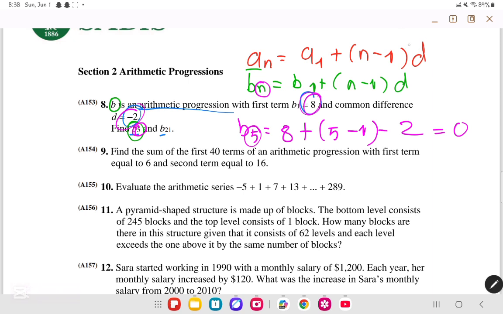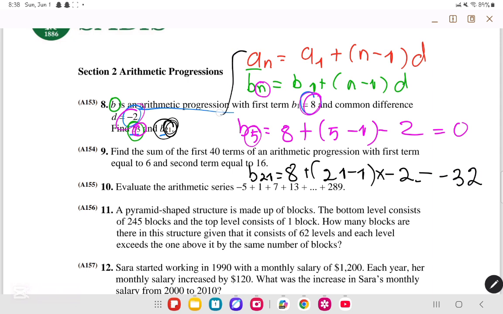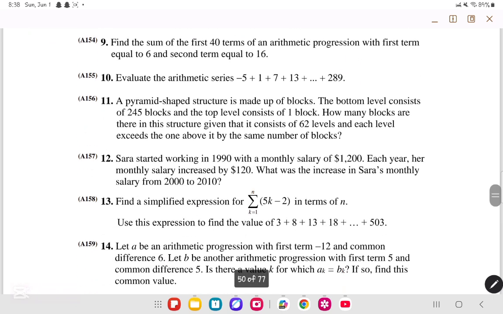Now for the next one, which is b21. So it's going to be b21 is equal to b1, which is 8, plus n being 21, so 21 minus 1 times minus 2. You will put it on your calculator. You're supposed to get an answer of minus 32. So very simply, this is question number 8 done. We move on to question number 9. What does it say in question number 9?